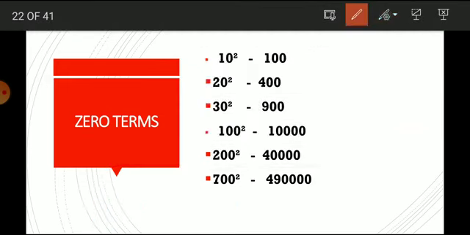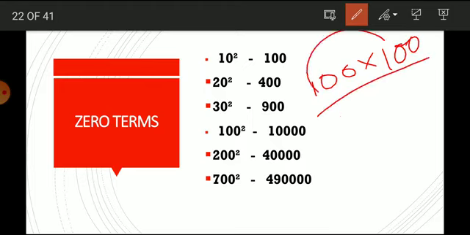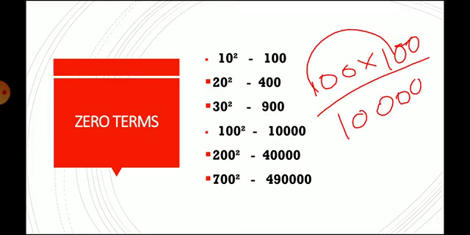After that, 100 square is also the same: 100 into 100. The non-zero term is 1, and there are 4 zeros. This is the zeros trick for squares. Then 200 square is 40,000. Then 700 square is 4,90,000, right?